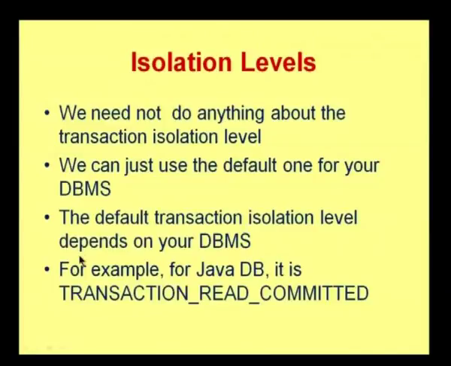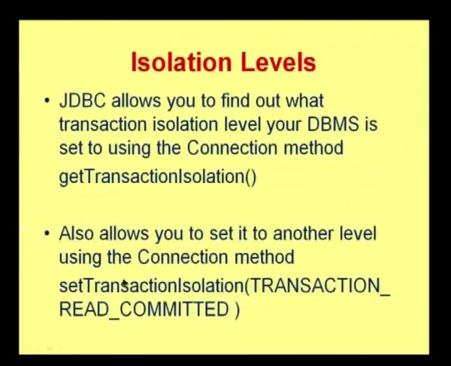The default transaction isolation level depends on the DBMS that you are using. In the case of Java DB, transaction read committed is the default. In JDBC, you can find what transaction isolation level your DBMS has using a method called getTransactionIsolation, and also set it to another level using a connection method. So, I may be in read committed and want to move to read uncommitted. In that case, I can use the get method to find the current level and then change the mode of my transaction isolation level.